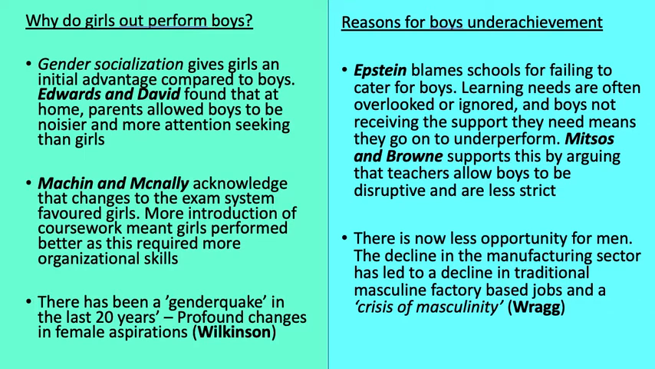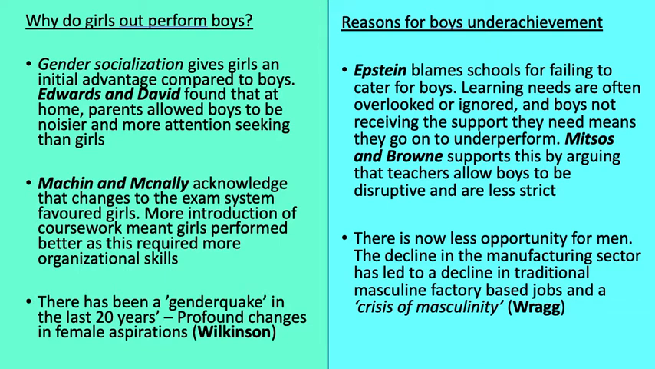And then also there's less opportunity for men. This links to the point of a crisis of masculinity, argued by Ragg. The decline in the manufacturing sector has led to a decline in traditional masculine factory-based jobs, and the crisis of masculinity. For example, the boys in Paul Willis's study, the jobs they might have gone into are becoming much less common, which leads to lower prospects and lower aspirations for men.